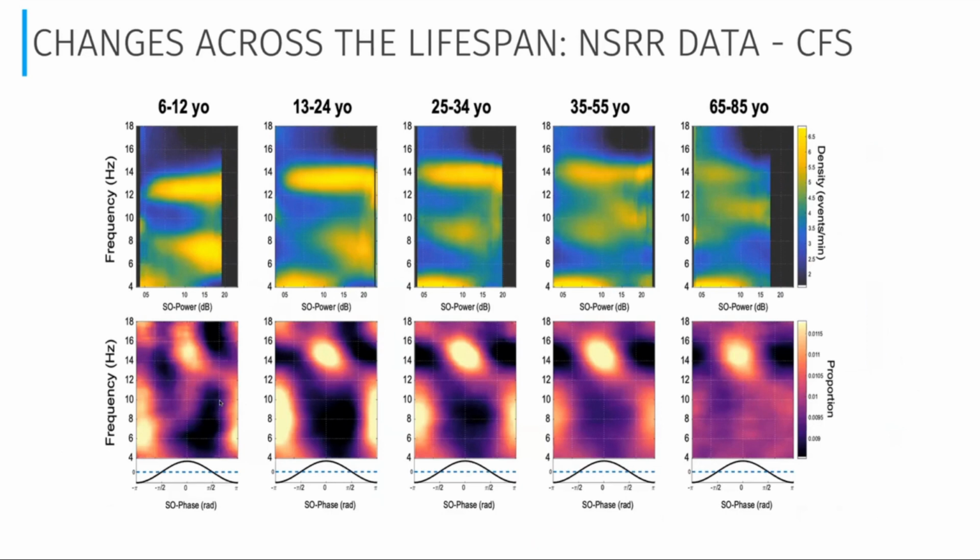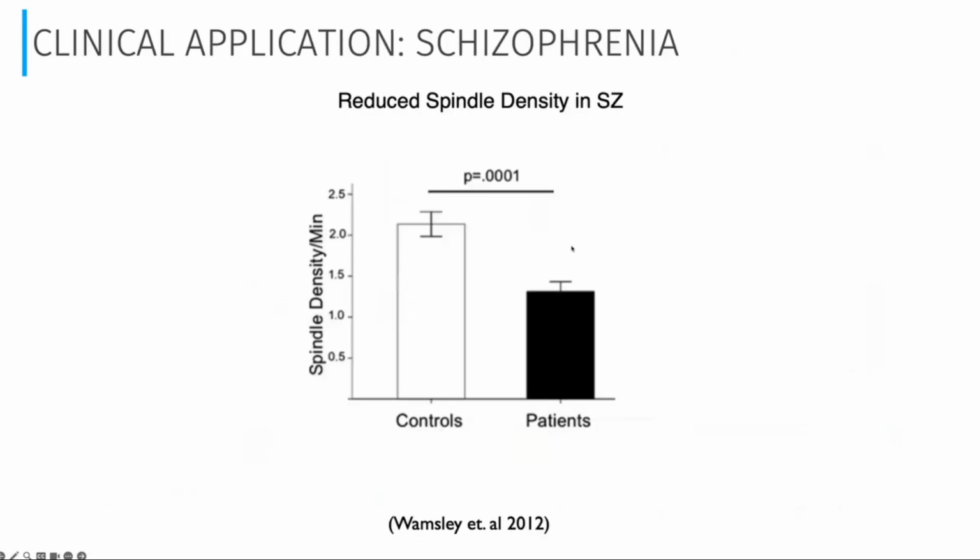And we can look at this in the Cleveland Family Study and see these robust changes across the lifespan, where you see these modes rising in some of these lower modes. There are clinical applications for this as well. Our paper looked at differences in activity in time frequency peaks for patients with schizophrenia.